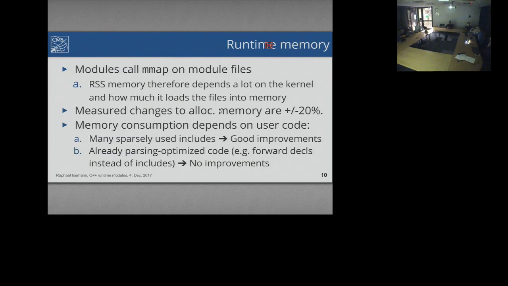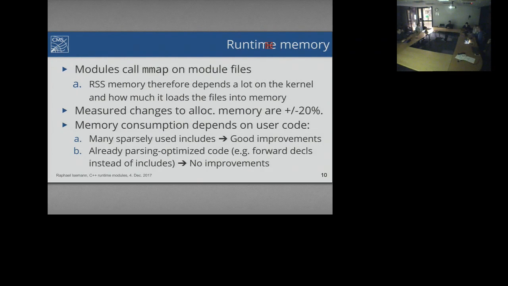So what I'm looking at is allocated memory. If you look at different tutorials and different use cases, it goes up and down, but plus or minus 20%. Whether the memory usage goes up or down depends on how the code looks. If you have normal C++ code that's not optimized for fast parsing, so you don't have forward declarations everywhere and don't try not to include things, then we have good improvements, because includes are really cheap with modules. For example, if you include something and don't use anything from it, it's more or less free. If you use just a few things from it, it's also very cheap.